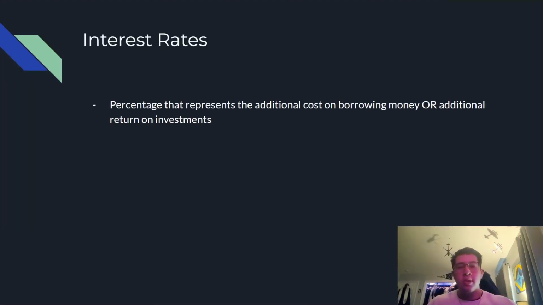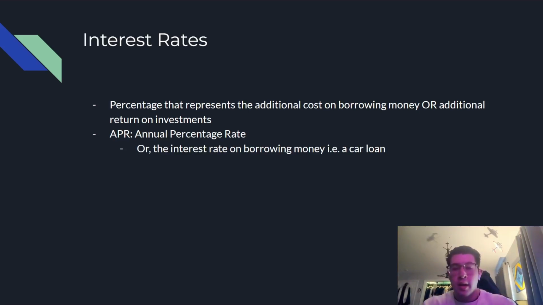Well, essentially, they're a percentage that represents the additional cost of borrowing money or the additional return on your investment. So in APR, you might see on a home loan, the APR, which is the annual percentage rate, which is how much percent of the principal you're going to have to be paying per year. So in APR or the interest rate on borrowing money, you might see a car loan of 30K and the APR is say, I don't know, 5%.